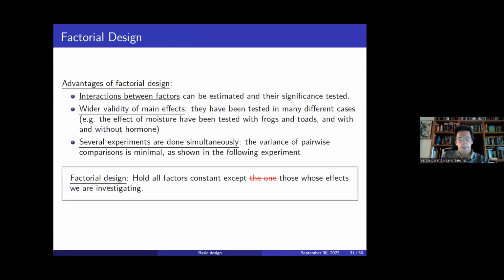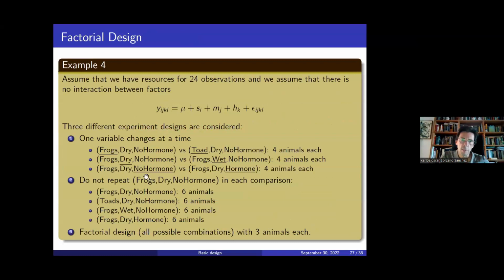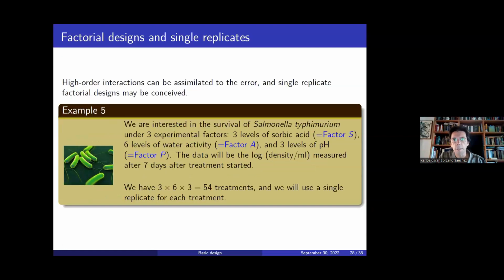So the message of these factorial designs would be: hold all factors constant except those whose effects you are investigating. So those that you are trying to do research on, you should vary them as much as you can. So do not do just one factor at a time, but if you are analyzing these 3 factors, combine them as much as you can, and then they will give you a lot of power.